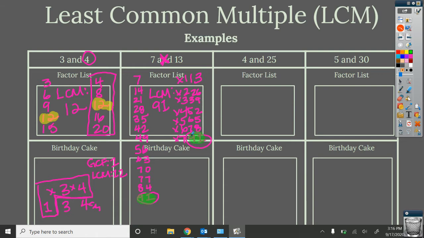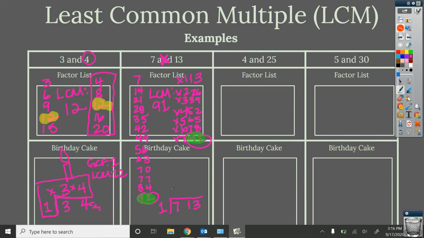91 and 91. I'm going to do birthday cake again for this one because I want you to see this pattern emerge. I'm going to do 7 and 13, and I'm going to divide them by their common factor. Well, if you think about this for a minute, you'll realize just like 3 and 4, 7 and 13 only have a 1 in common. I forgot to put my candle over here. That's one of my favorite parts. Only have a 1 in common.